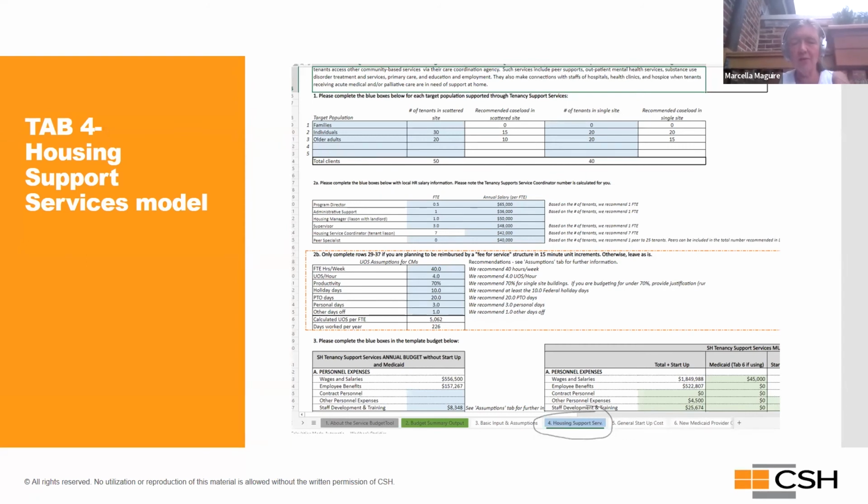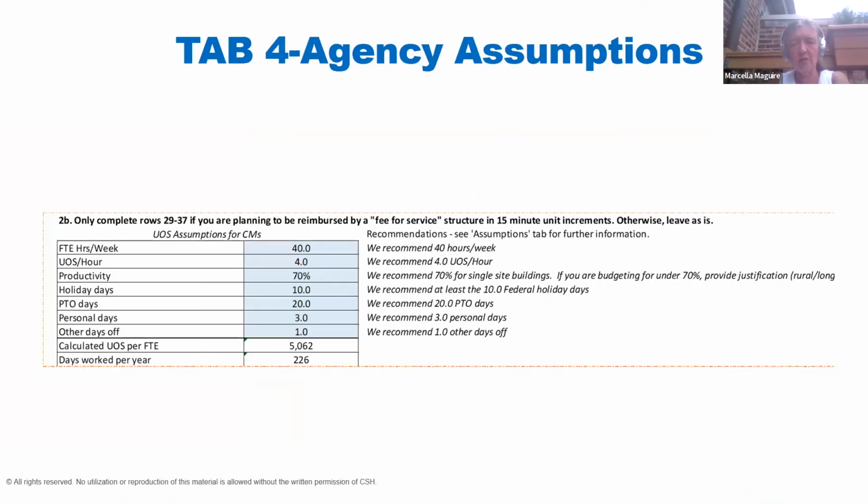So this is for the housing supported services model, but any 15 minute increment service, this would work for. This is a piece we just had, the agency assumptions: how many hours a week you're working, how many units of service are an hour, it's always 4. What's your productivity expectations, holidays, times off, days off, et cetera. All that has to get calculated in to your expectations.